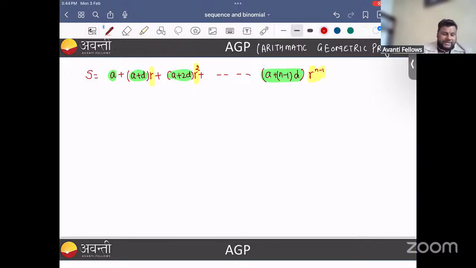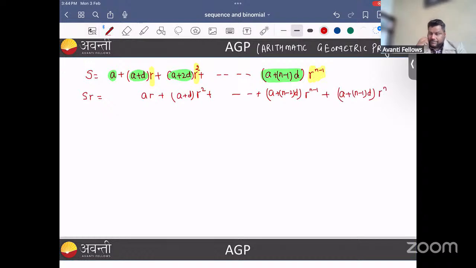Now, how do we find the sum of this series? Do one thing, multiply this series by the common ratio of the GP. The common ratio is R, and write the series again by pushing one term. So here it will be AR. Here it will be (A plus D) R square. Here it will be (A plus (n minus 2)D) R to the power n minus 1. And (A plus (n minus 1) into D) into R to the power n. Understood?